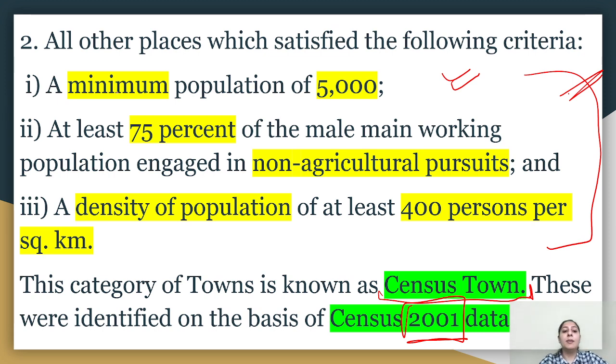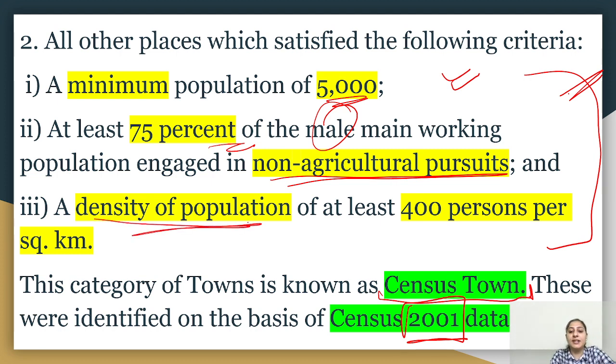सबसे पहले a minimum population of 5,000. Thereafter, 75% of the male main working population that has to be engaged in what? Non-agricultural pursuits, right? So 75% of the male main population, it has to be engaged into the non-agricultural pursuits. और जो हमारी डेंसिटी ऑफ पीपल होनी चाहिए, that should be at least 400 persons per square kilometer. So these are the criteria.